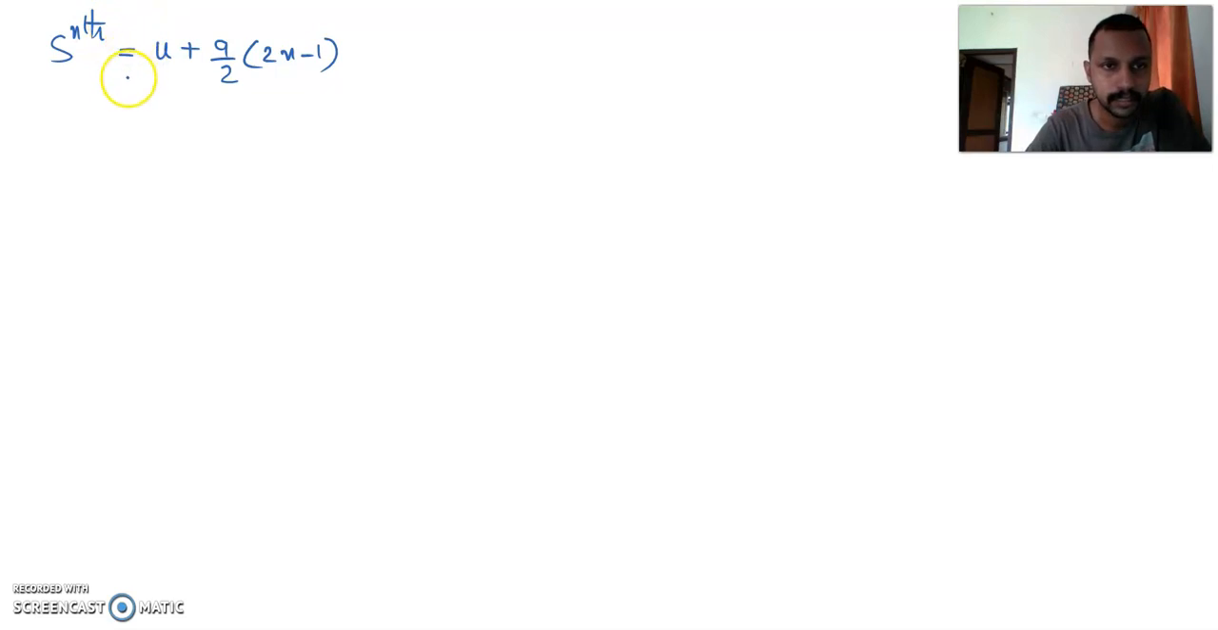That means you can find out the displacement at a particular second. If a substance is moving with a constant acceleration, the displacement at the first second won't be equal to the displacement at the second second, and that won't be equal to the displacement at the third second. If you want to find out the displacement at the nth second, you could obtain it by using the formula u plus a by 2 into (2n minus 1). Let's try to understand this formula with the help of a problem.